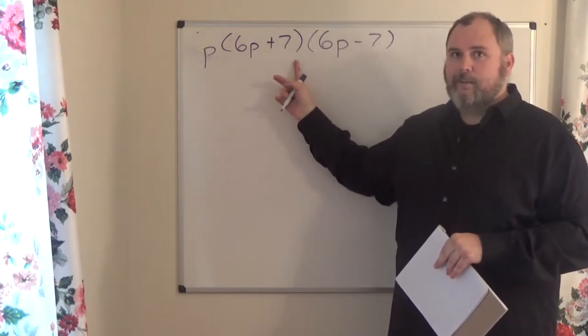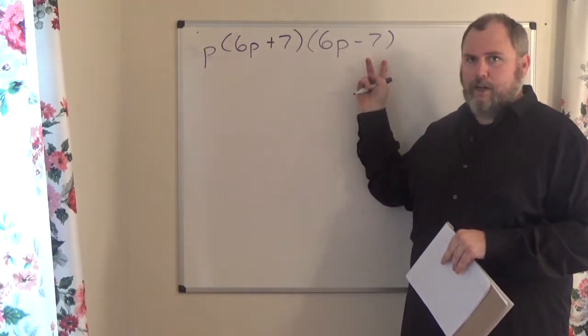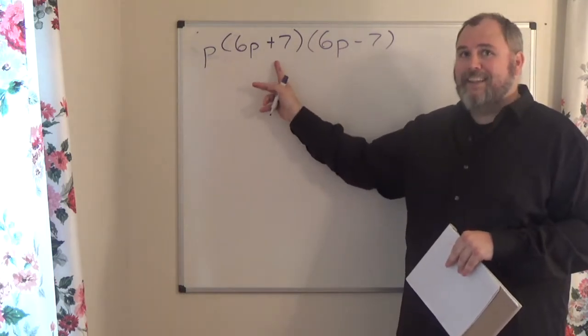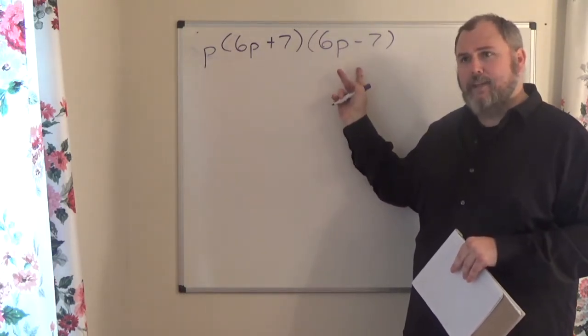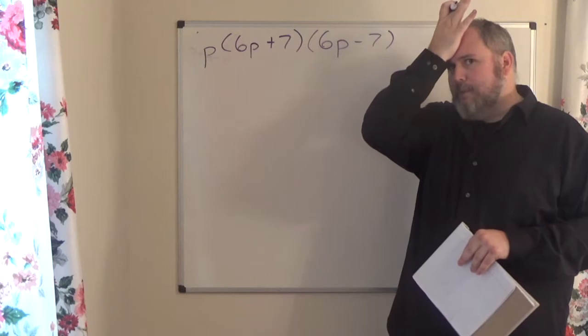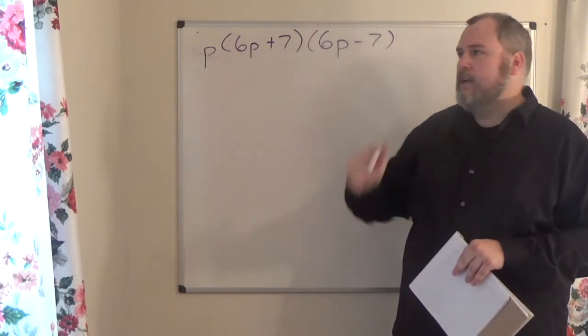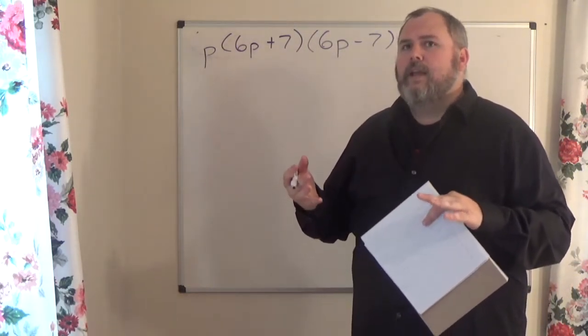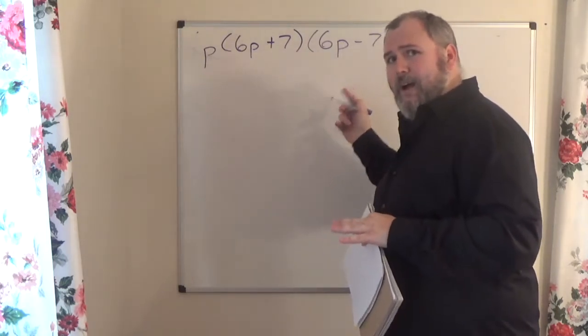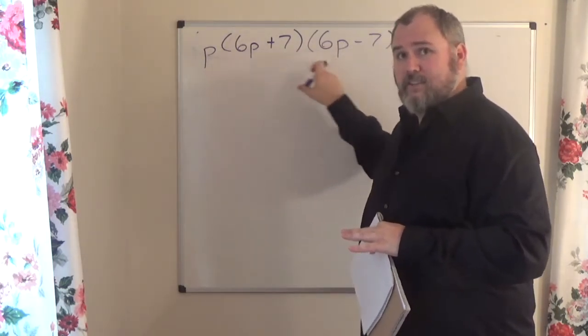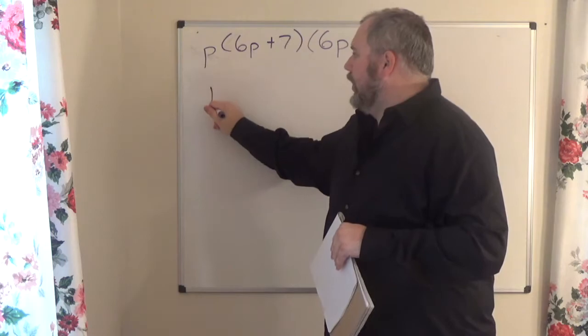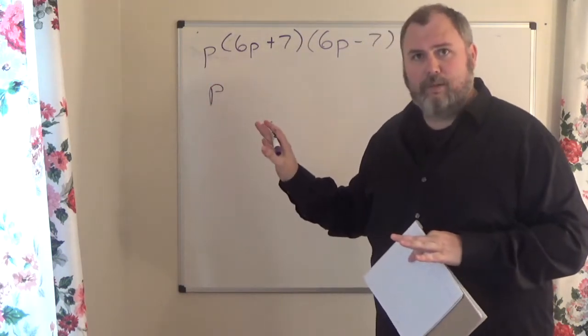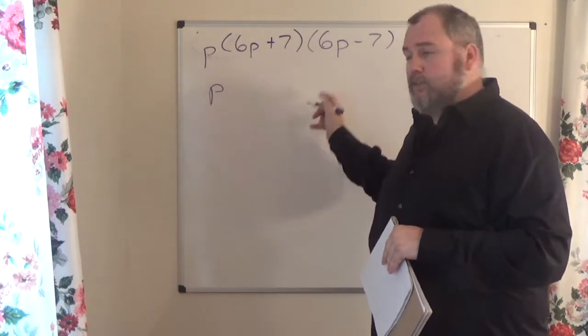Notice this term and this term are very, very similar. I have 6p plus 7 and 6p minus 7. Wait a minute, what's that remind me of? Difference of squares. So instead of trying to multiply it all out, I'm going to use difference of squares on these two right here. And so I'm going to get p. That's where I'm going to bring that down. We're going to do our difference of squares.